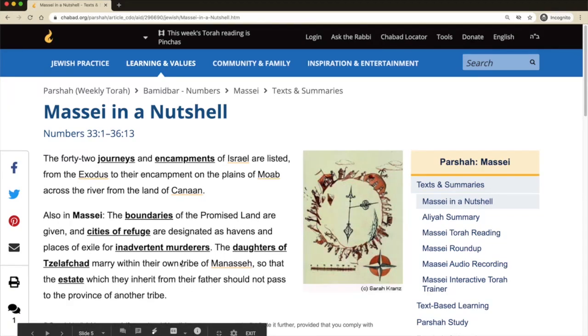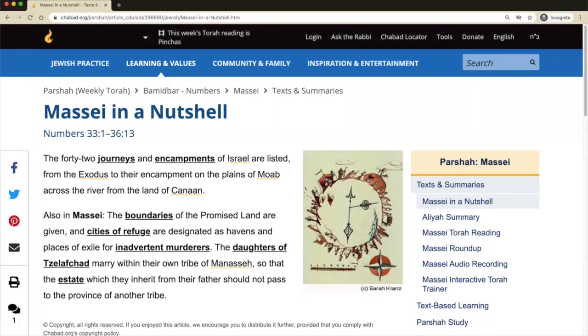And I just wanted to make a note about this too. The daughters of Tzelafchad were told that they had to marry within their own tribe. So they married cousins or distant cousins. This is not against Torah. It's against Torah to marry other types of close relatives, but not cousins. And we don't really practice this. Well, distant cousins do get married, especially among the Jewish people.